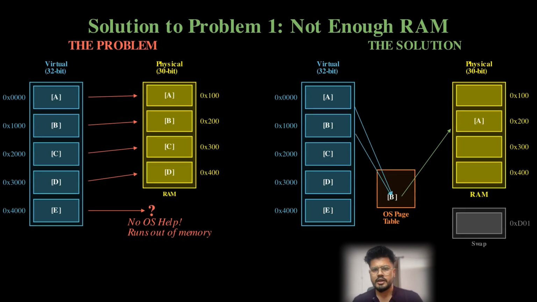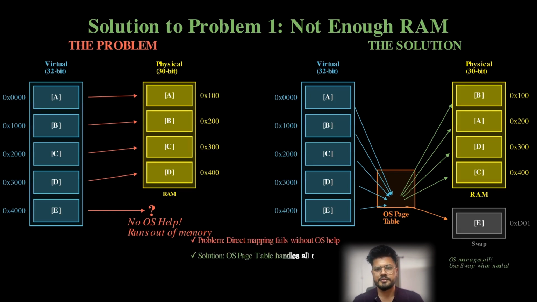So how do we solve that? We put a map in between. The virtual address goes to that map, which checks what the physical address is for that virtual address, and then we go either to the physical memory or to the swap space. This is how we solve the first problem.